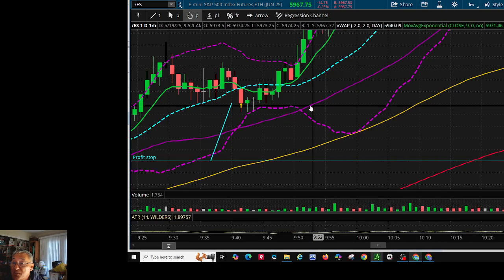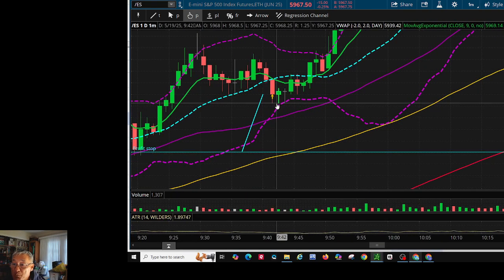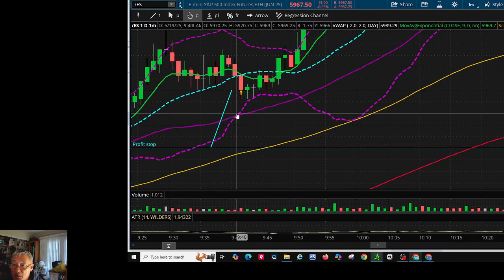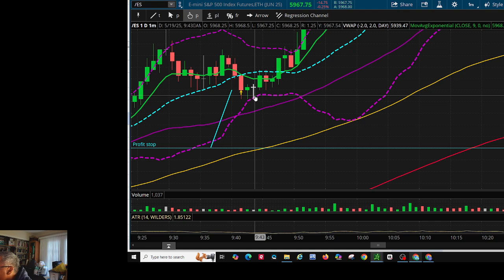If you entered here and price actually went all the way down here and stopped you out, that is what your max loss would be. But what we want to do is add 15 here.